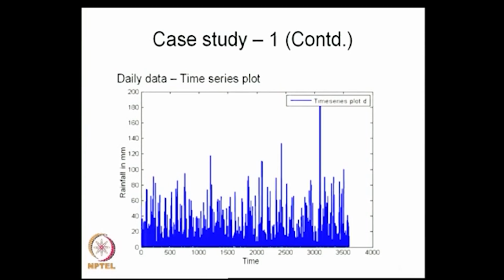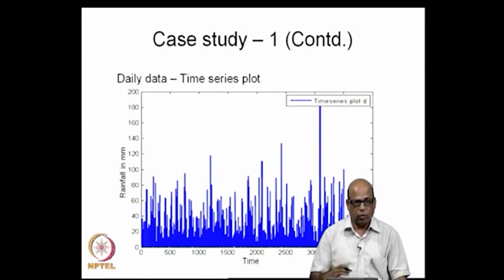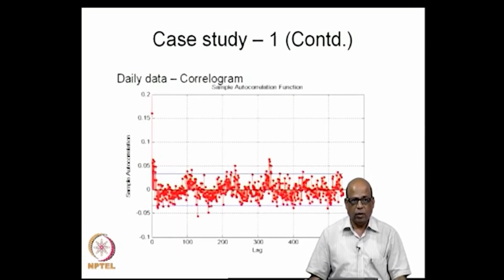If you go to monthly or yearly cases, we may perhaps suspect that there is some periodicity. But when we are talking about rainfall plotted for a short time duration such as a day, it is very difficult to understand whether there are any significant periodicities present in the data. So, we will plot the correlogram.